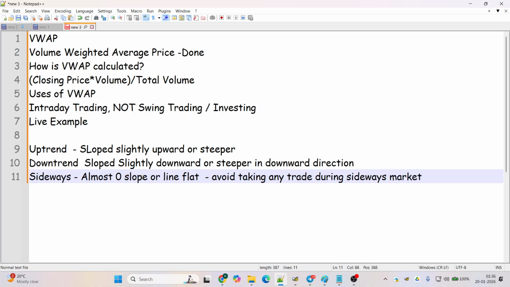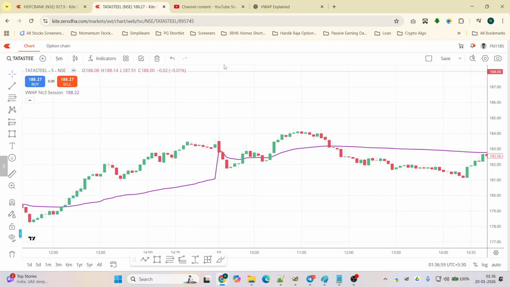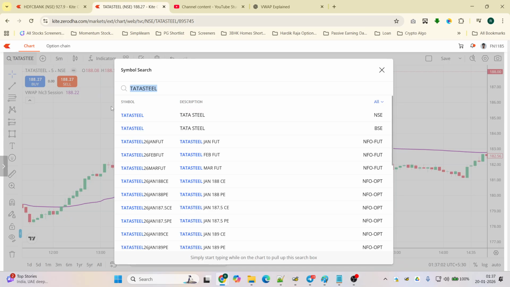So guys, I'll just show you one more example. These are the three things that you need to have in mind. Uptrend is sloped slightly upward or even steeper. Downtrend is sloped slightly downward or even steeper downwards. Sideways is almost zero slope, or the VWAP line is flat, and we can avoid taking a trade on any particular stock if it is in a sideways direction. And again, to reiterate, VWAP is best used in intraday trading. Let me show you one more example, not a recommendation.